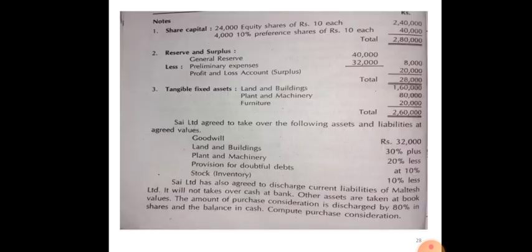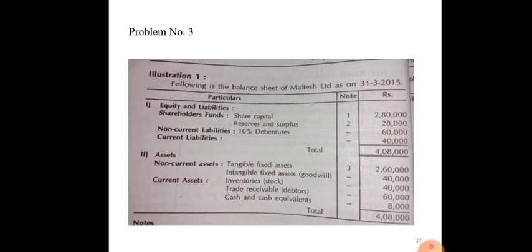Now see in this problem how many total shares are there. In this balance sheet, the second item is the assets. The total assets is 4 lakh 8,000. This 4 lakh 8,000 minus outside liabilities. In this problem, share capital is not a liability. Reserve and surplus is also not a liability, but 10% debentures is a liability, so this 60,000 you have to take. Current liabilities is 40,000, so this 40,000 also you have to take.